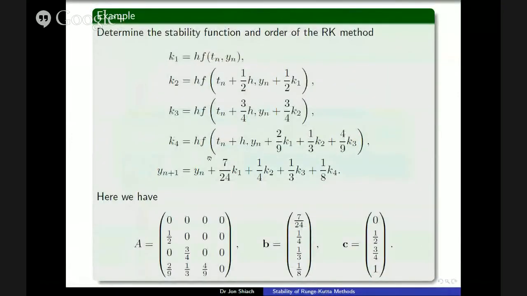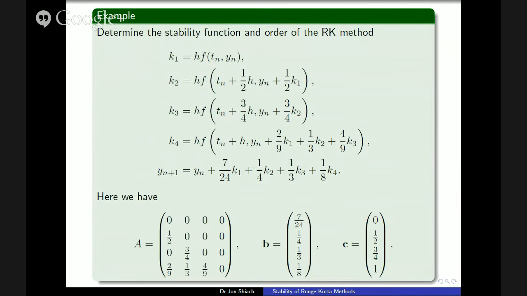The first K1 for an explicit method is always the Euler method. The Euler method has a stability function 1 plus Z. So I know this method is going to have a stability function of 1 plus Z plus something Z squared plus something Z cubed plus something times Z4. It's not going to go any more than Z4 because we've only got 4 stages. At most, this can be a 4th order method. The coefficients of Z5, Z6, etc. will be zeros.